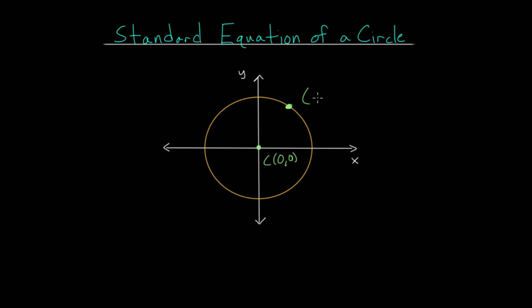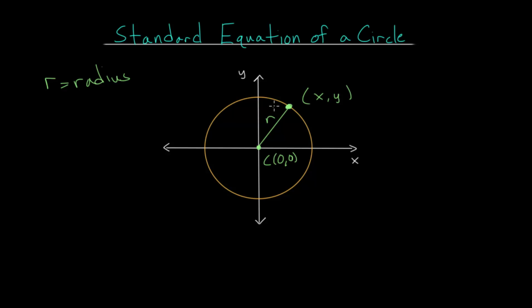And this point will have coordinates x comma y. And we know that the distance from the center of the circle to a point on the edge of the circle is the radius. So we can call r the radius of the circle, and c, that's our center. Now, we want to determine the relationship between this radius and this coordinate point x comma y.